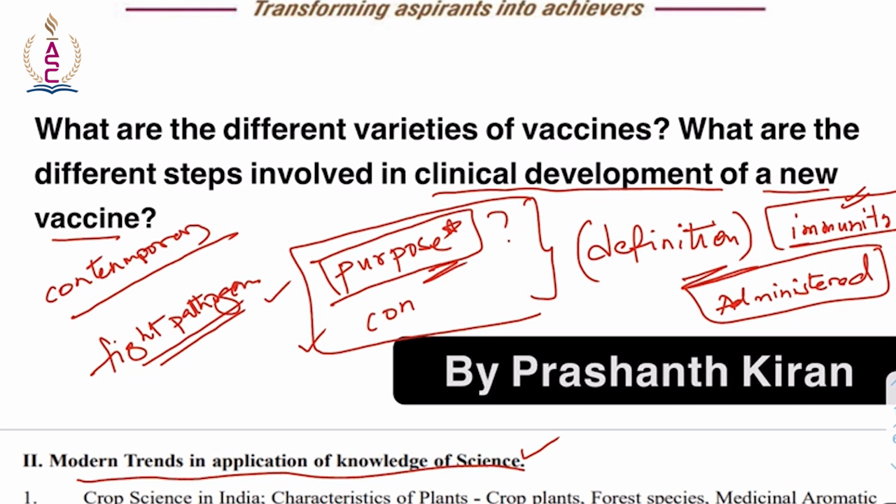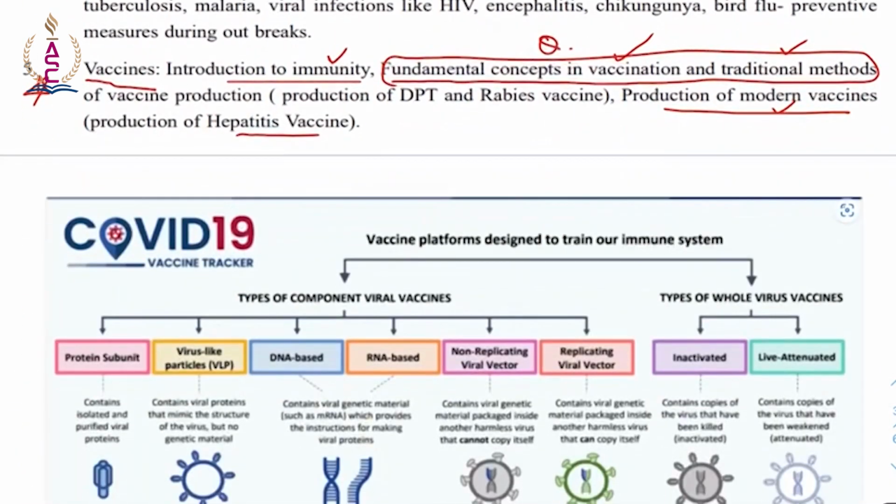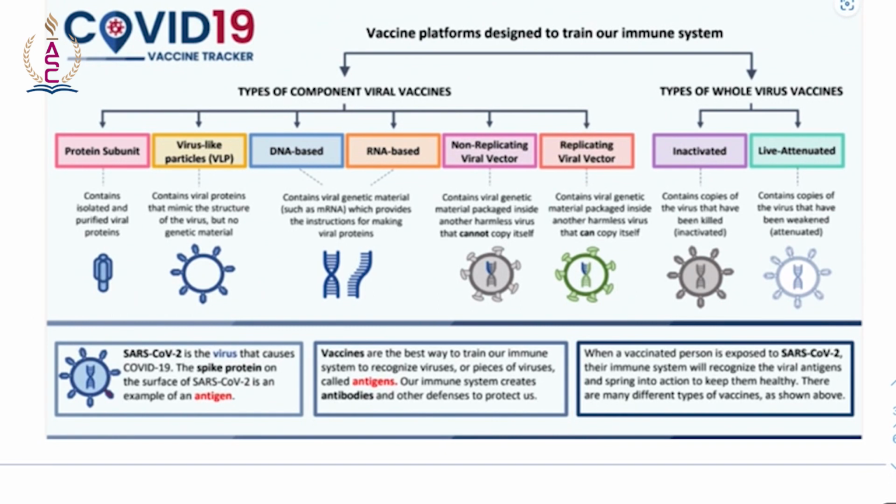So here, what are the different varieties of vaccines? As you can see, this is protein subunit, virus-like particles, DNA-based, RNA-based, non-replicating viral vector, replicating viral vector, and whole virus vaccines, which are inactivated and live attenuated. Just briefly go through this, but of course I will try to explain as much as I can and how to write. So, different types of vaccines.